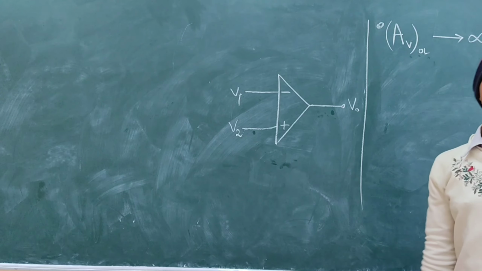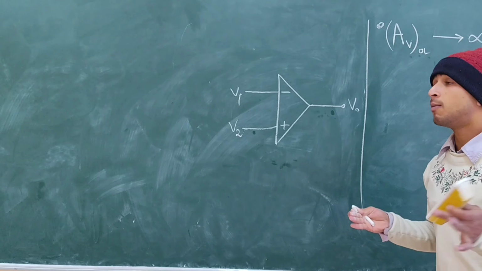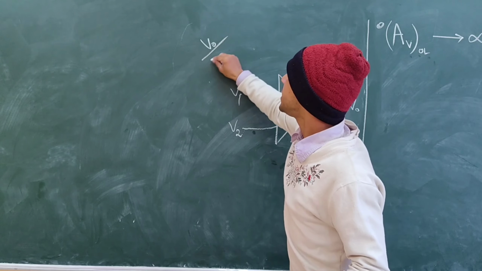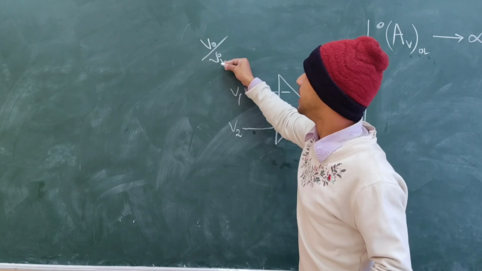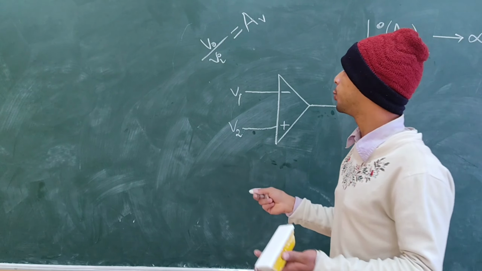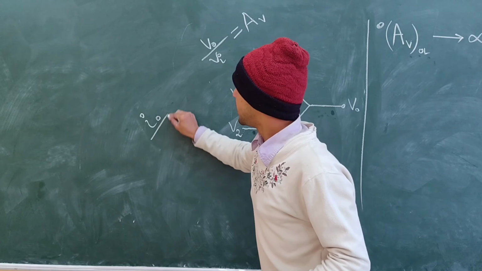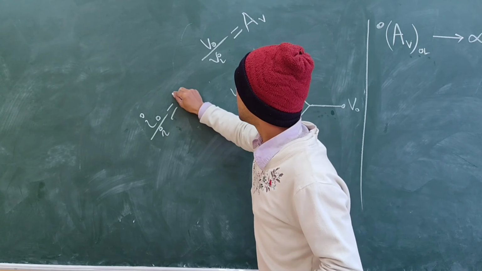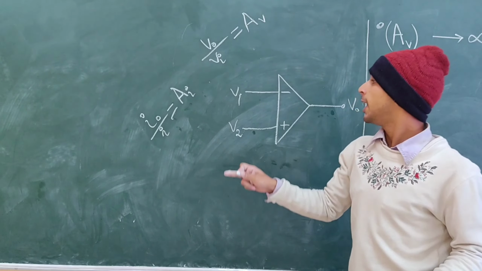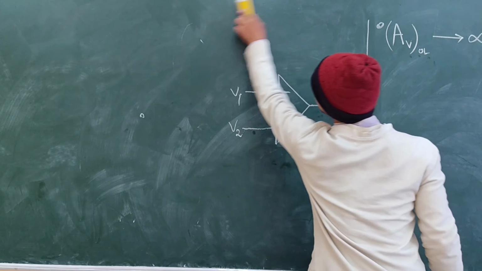So what is voltage gain? Gain is basically the output and input. If you want to know the voltage gain, you have to divide the output voltage by the input voltage. This is called the voltage gain. Similarly, if you want to know about the current gain, you must divide the output current by the input current. In that case it will be the current gain, AI. A symbol represents gain and I represents current gain. So these are the definitions of gain.